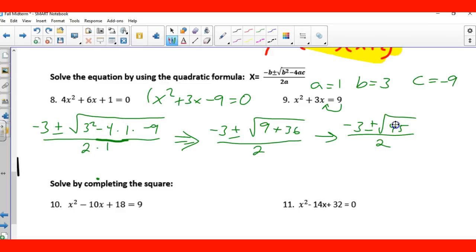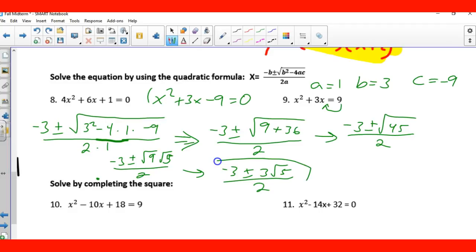Now, see this radical? We need to factor it. To factor it, we will have negative 3 plus or minus the square root of 9 times the square root of 5 all over 2. Now, the square root of 9 is 3, so I have negative 3 plus or minus 3 square root of 5 all over 2. Now, look at everything on the outside of the parentheses. They're not divisible by the same factor, so we're going to leave it like this. Final answer right there. Okay, those are our 2 answers.